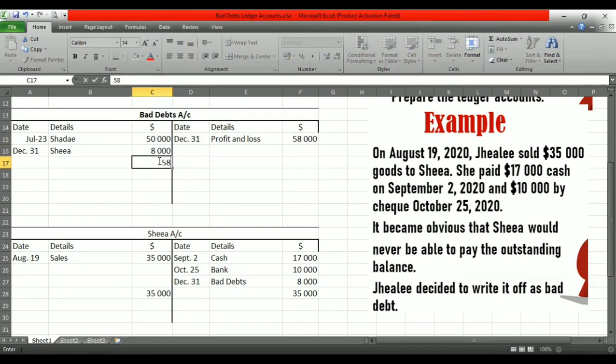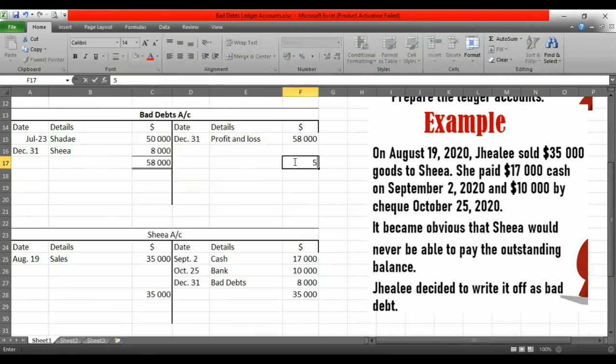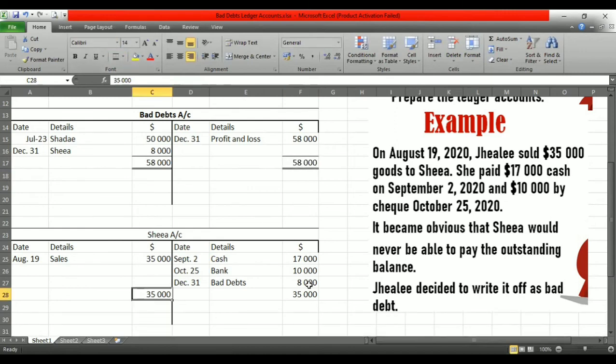Our totals after doing that would be the same on both sides. So our totals would be the same on both sides. And we are basically sending out all that balance that is in the account to our profit and loss account. So we're going to prepare the profit and loss account, and the amount that we're sending to the profit and loss is the actual value of debt that were written off for the period, which is 58,000.